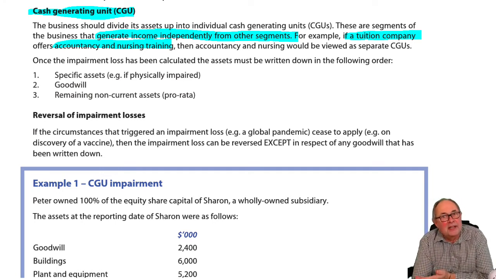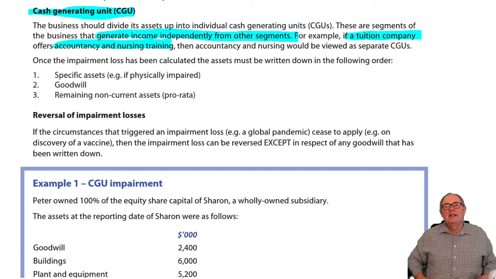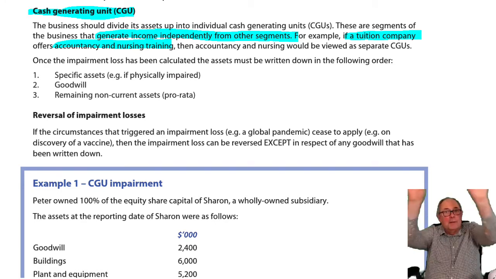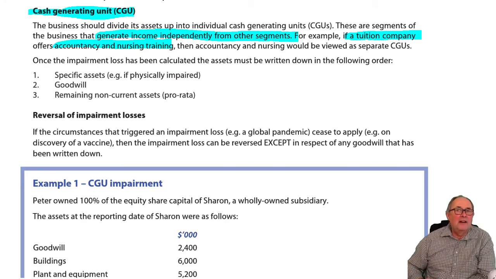So things like goodwill and head office, well, perhaps they can't allocate them. They sometimes do this test in two stages where they look at the individual cash generating units and then look at the business as a whole. So it can be a very, very messy calculation.